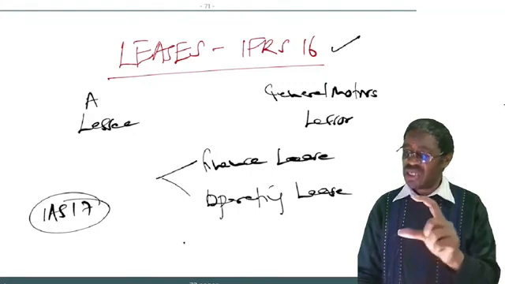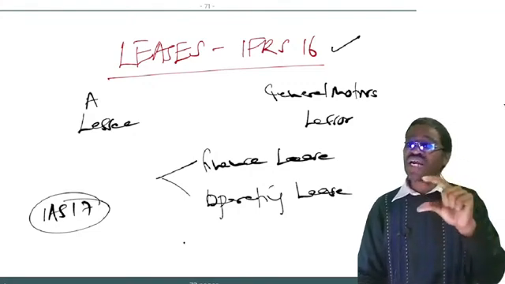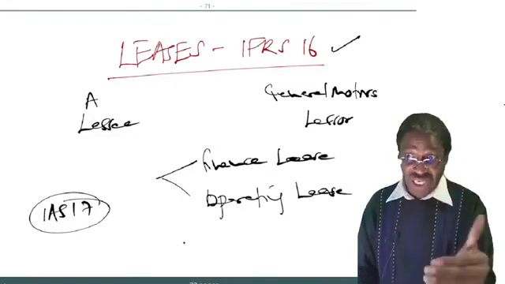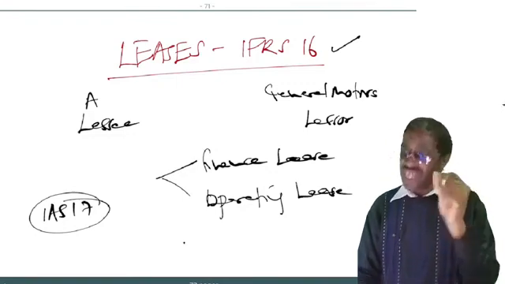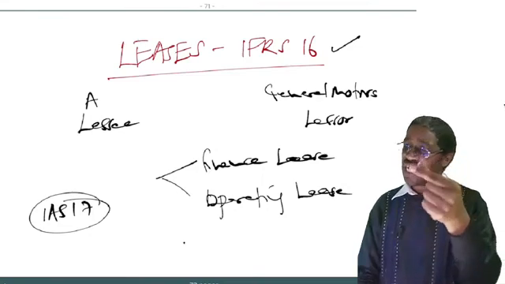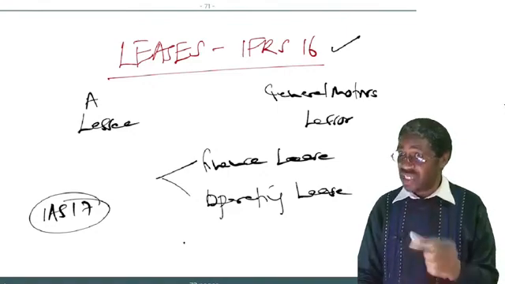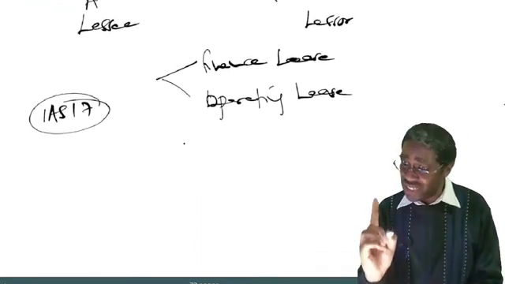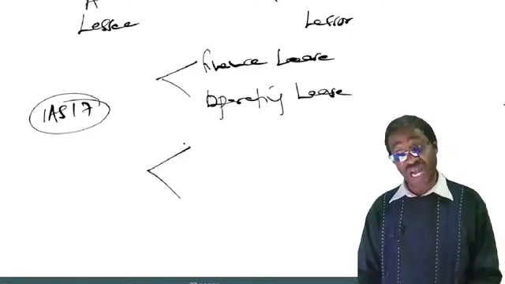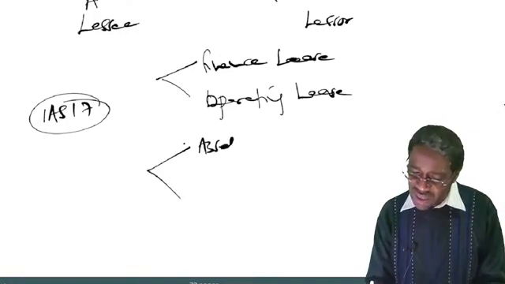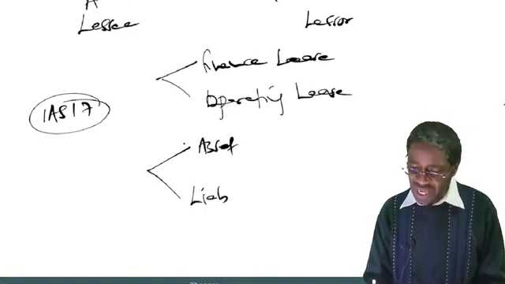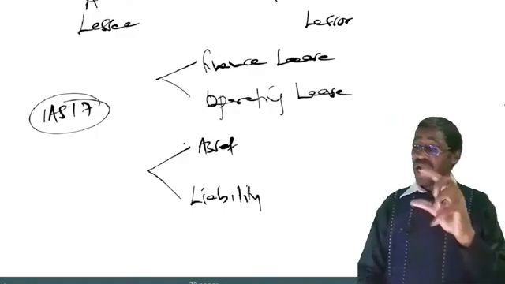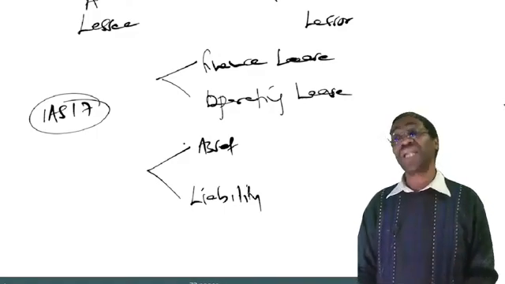IFRS 16 says that you as a lessee should not classify that lease as either a finance lease or an operating lease. When you lease an asset, you don't recognize it as either an operating lease or a finance lease. Instead, you as a lessee should recognize that lease both as an asset in your books and at the same time as a liability.